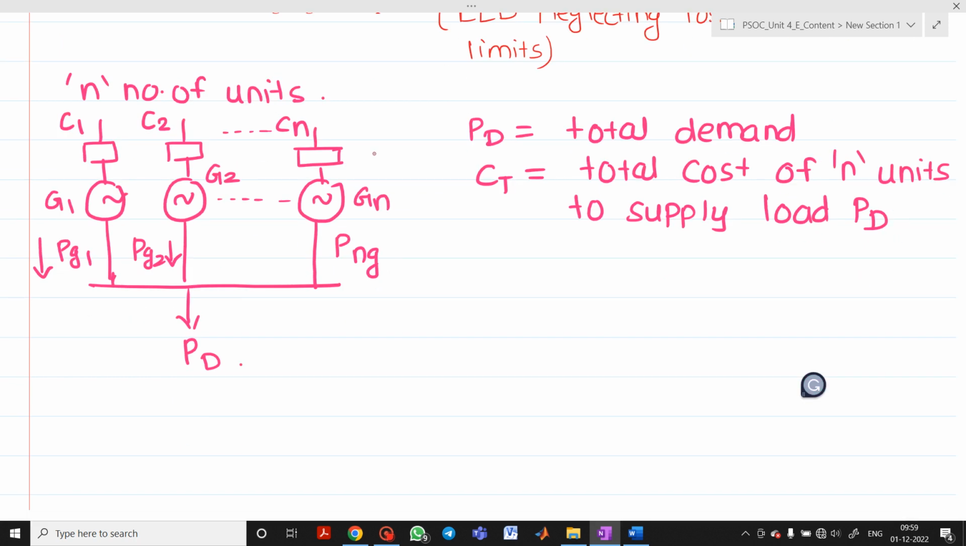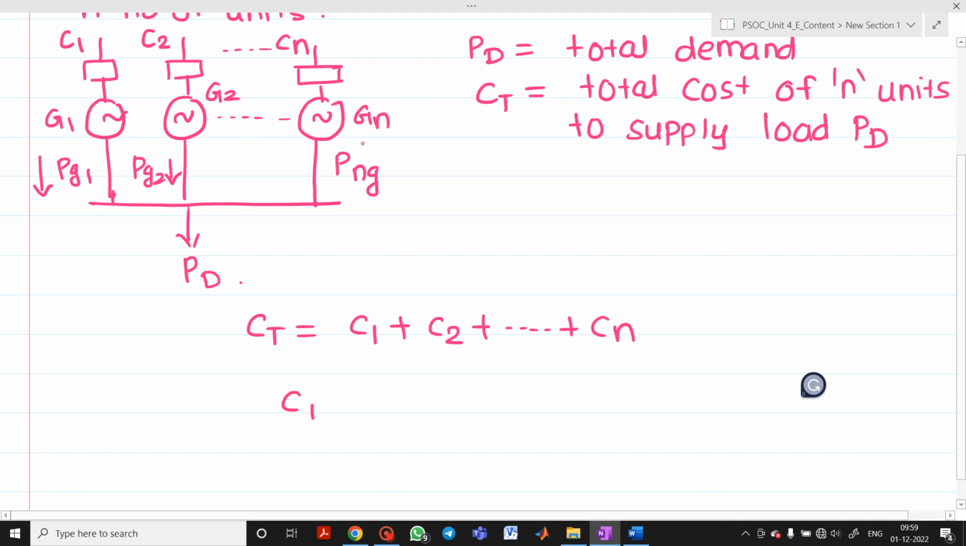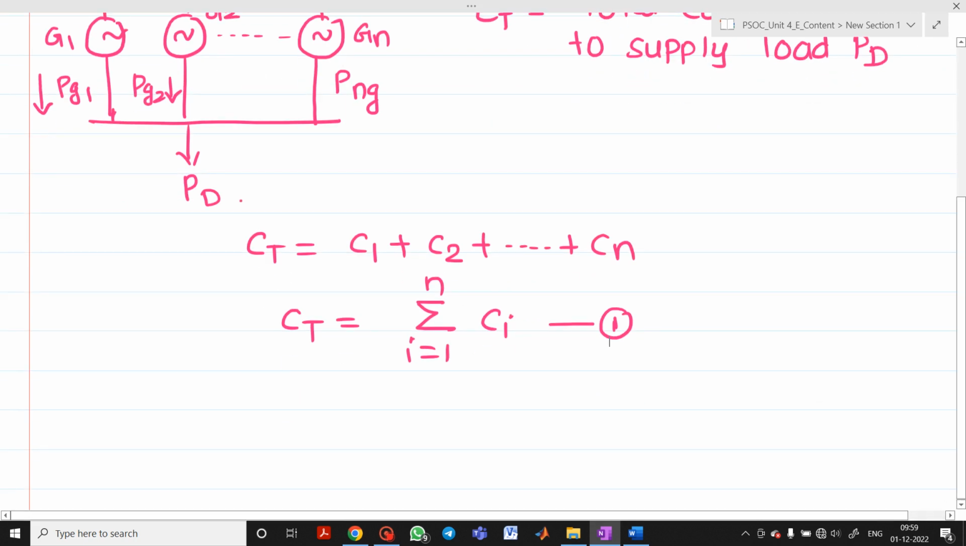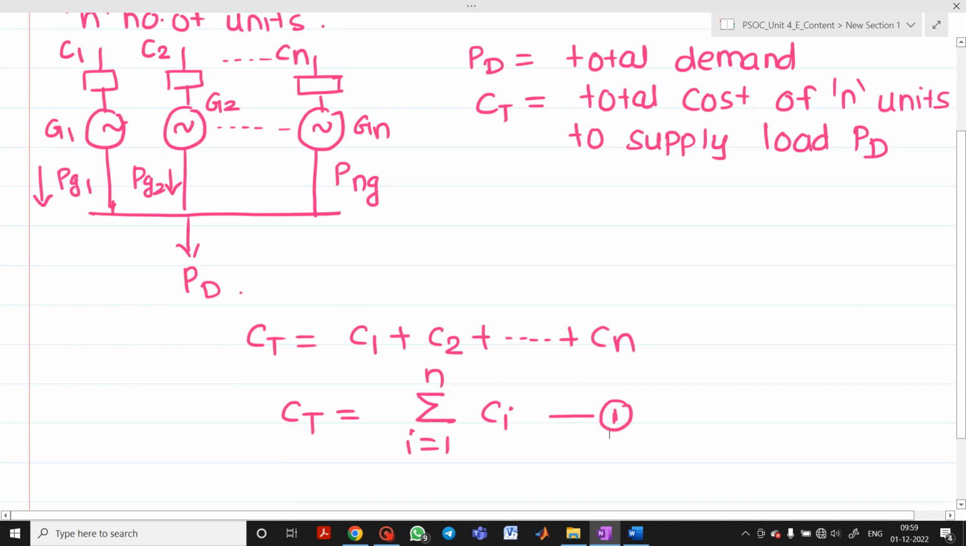So how can I write this mathematically? CT, the total cost of generation, will be the cost of generation of generator 1 plus the cost of generation of generator 2, up to Cn. Or in other words, mathematically I can write it as CT equal to summation i equal to 1 to n of Ci. Please write this as equation number 1, where C1, C2, C3 are the operating costs of generator 1, generator 2 and generator 3, or unit 1, unit 2 and unit 3.